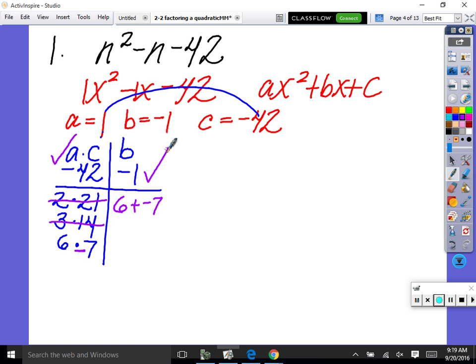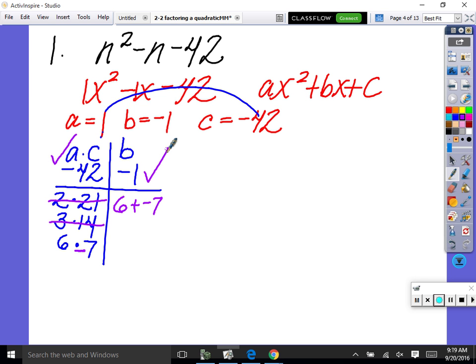You have to have check marks in both places. So if this did not multiply to be negative 42, then we couldn't use them. Does that make sense, everybody? It has to work in both cases. It has to be perfectly true in both cases. So those are our factors, guys. Now this is what we're going to remember.